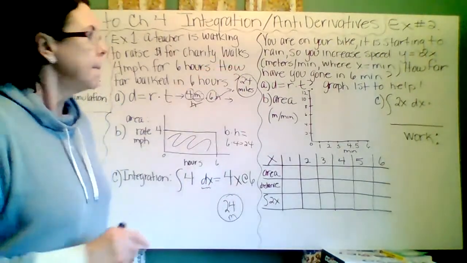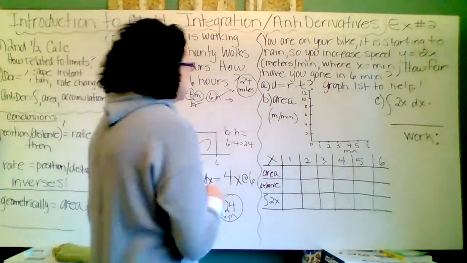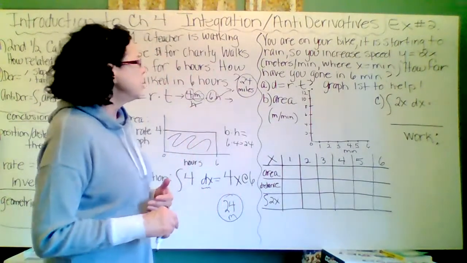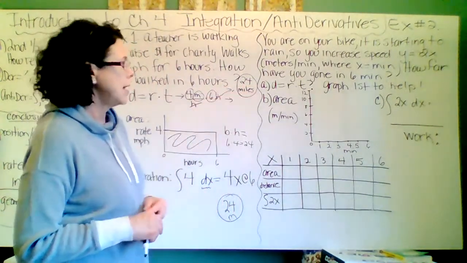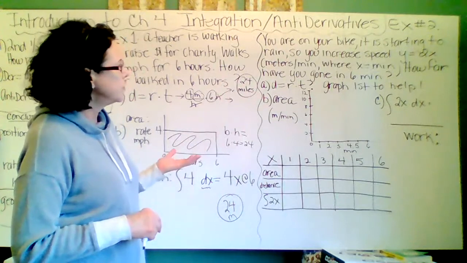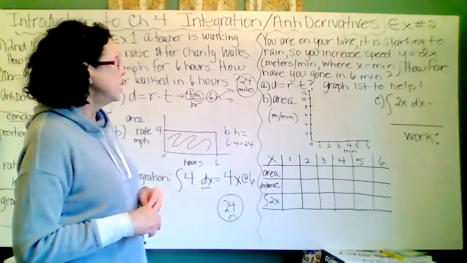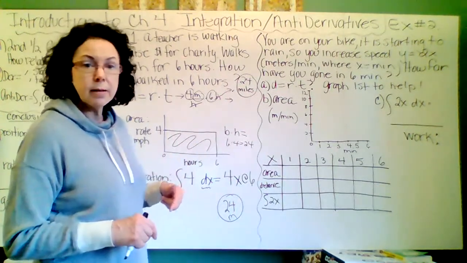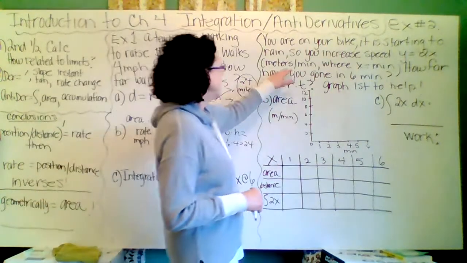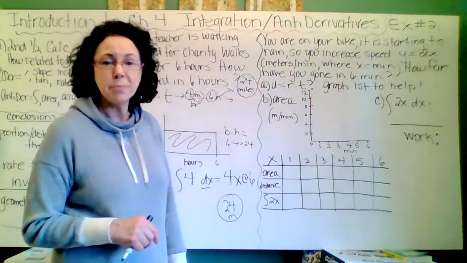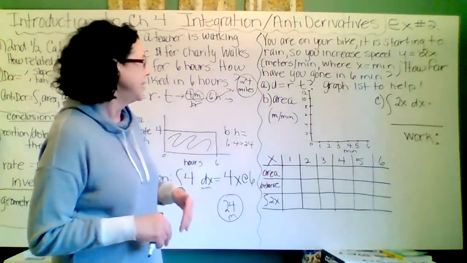You're on your bike and it is starting to rain. So you increase your speed. Your speed is y. And the function for your speed is 2 times x. So you are doubling your speed. This is in meters per minute. And you are doubling your speed every minute. You're like, I am going to get rained on.